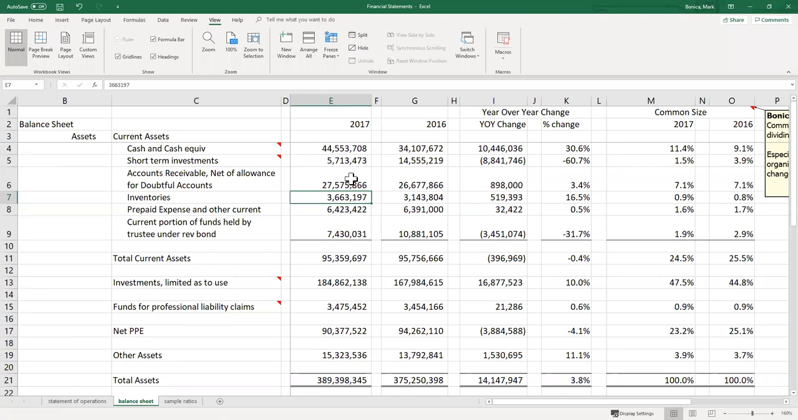Then you have inventories. Inventories are just stuff you have on hand that you're going to use to provide the services that you provide. So it's going to be the bandages that you have in your warehouse, the syringes, the pharmaceuticals, all the orthopedic screws and plates that your surgeons are going to use. All that stuff sits in inventory. So this organization has $3.6 million in inventory on hand.